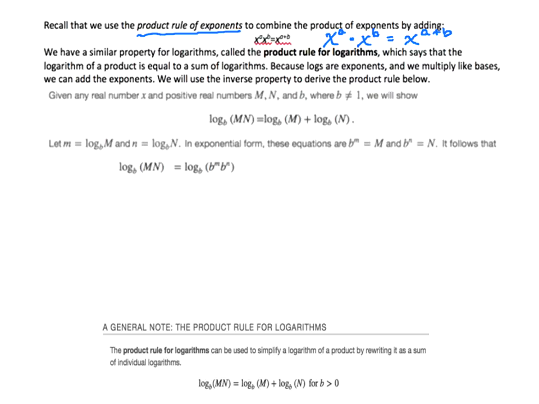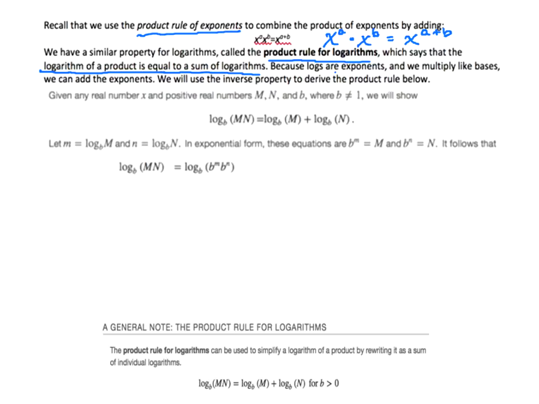So now we also have a similar property for logarithms called the product rule for logarithms, which says that the logarithm of a product is equal to the sum of the logarithms, because logs are exponents, just written in a different form, and we multiply like bases and we add the exponents.